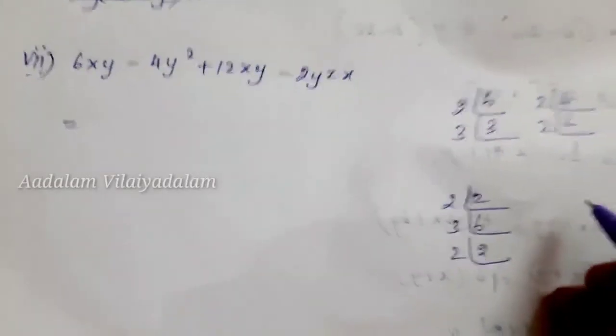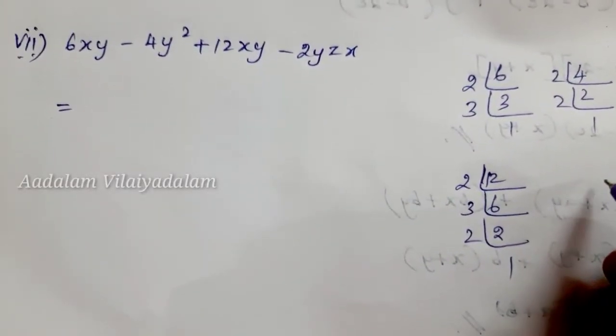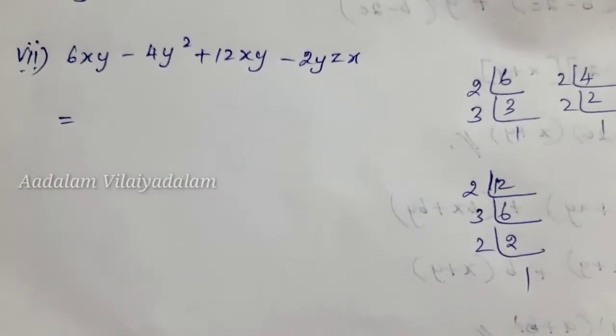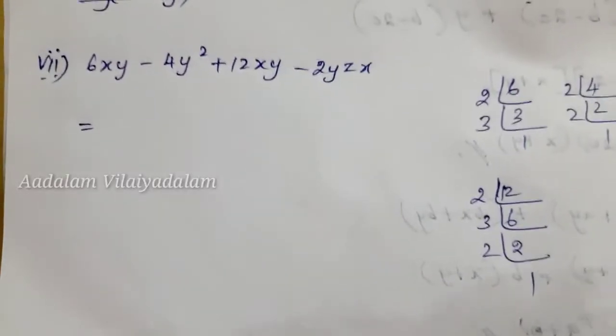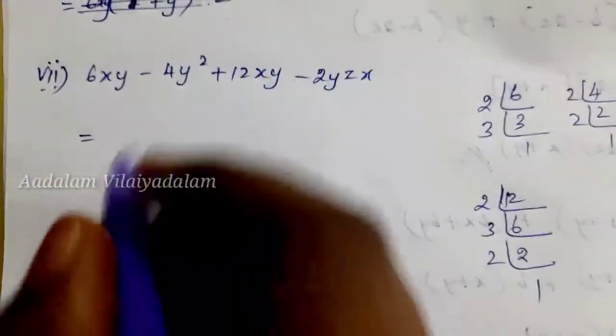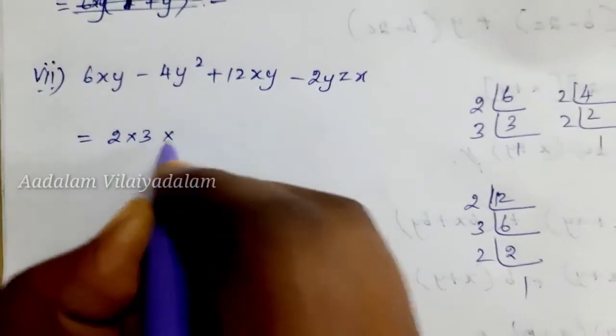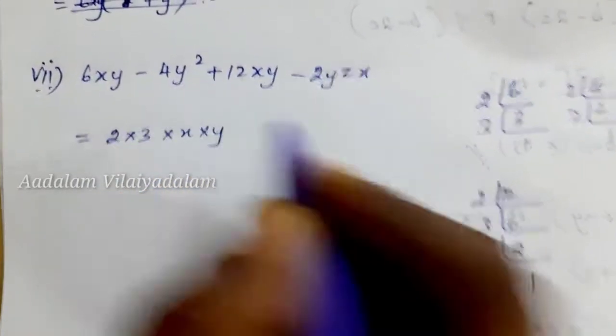Then again we'll be getting the same. Then for the 2 table, so for the 2 no need to find, that is okay. So now let's write these factors, that is 2 into 3 into x into y.